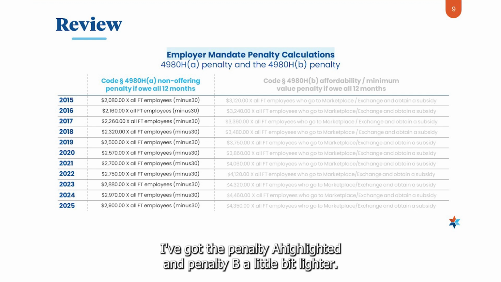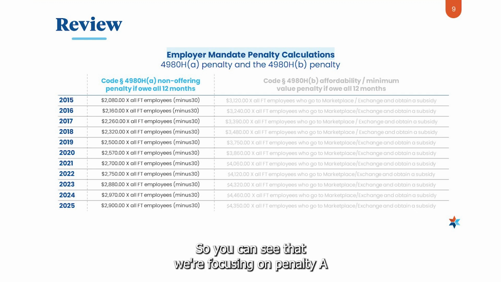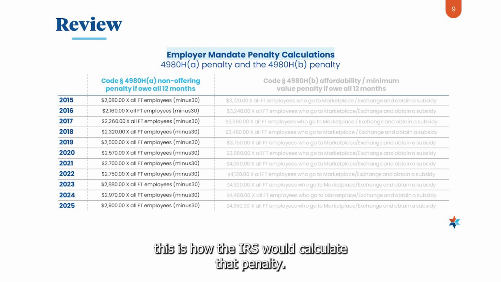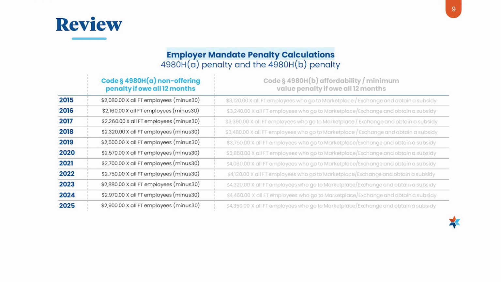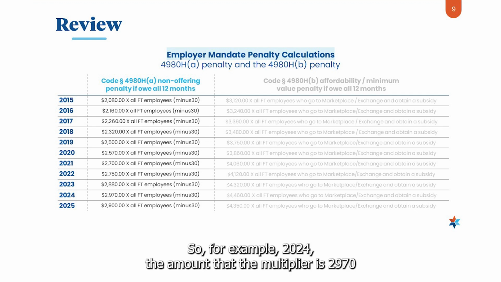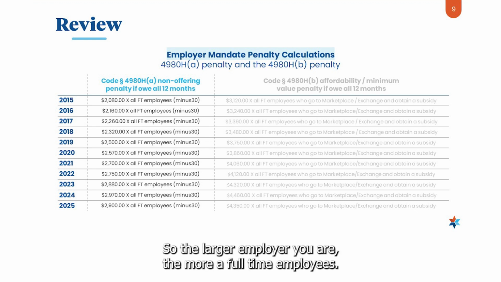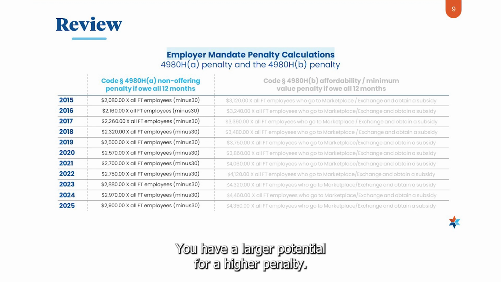I've got penalty A highlighted and penalty B a little bit lighter, so you can see that we're focusing on penalty A. And this is how you calculate the actual penalty. If you were to be penalized and penalty A were imposed, this is how the IRS would calculate that penalty. And again, it's whatever that amount is. So for example, for 2024, the multiplier is $2,970 multiplied by all your full-time employees minus 30. So the larger employer you are, the more full-time employees you have, the larger the potential for a higher penalty.